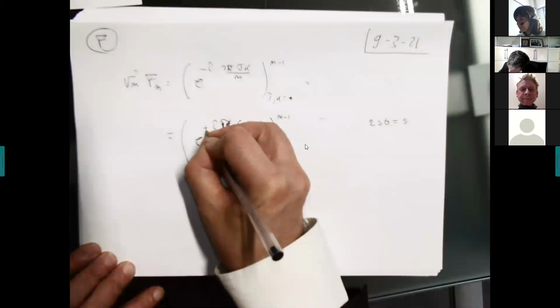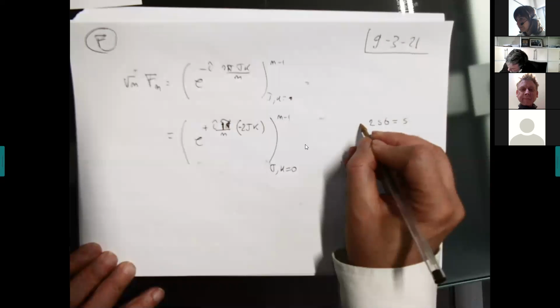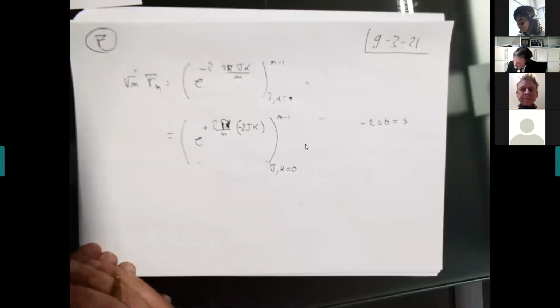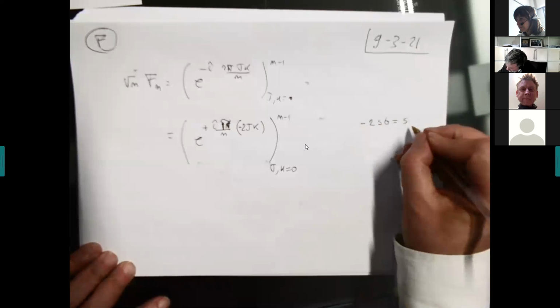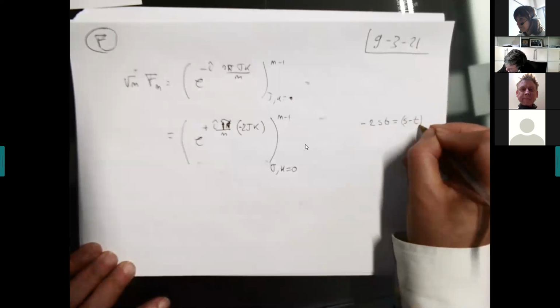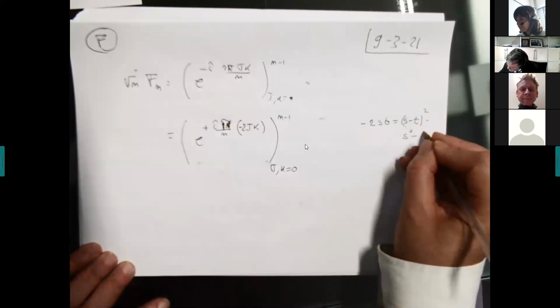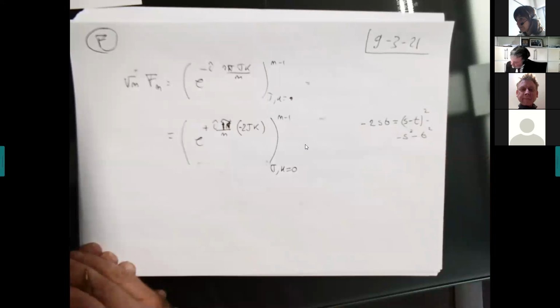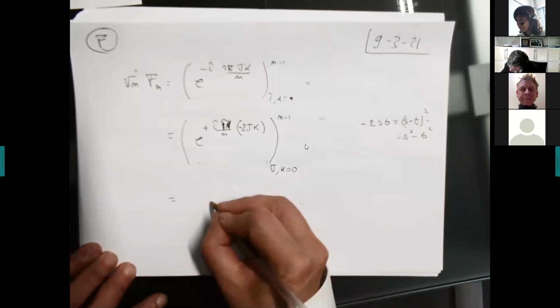I put here plus and here minus. And I'm very terrible. So the deep mathematics is this: minus 2st is equal to (s minus t) square minus s square minus t square. So this is equal to what?